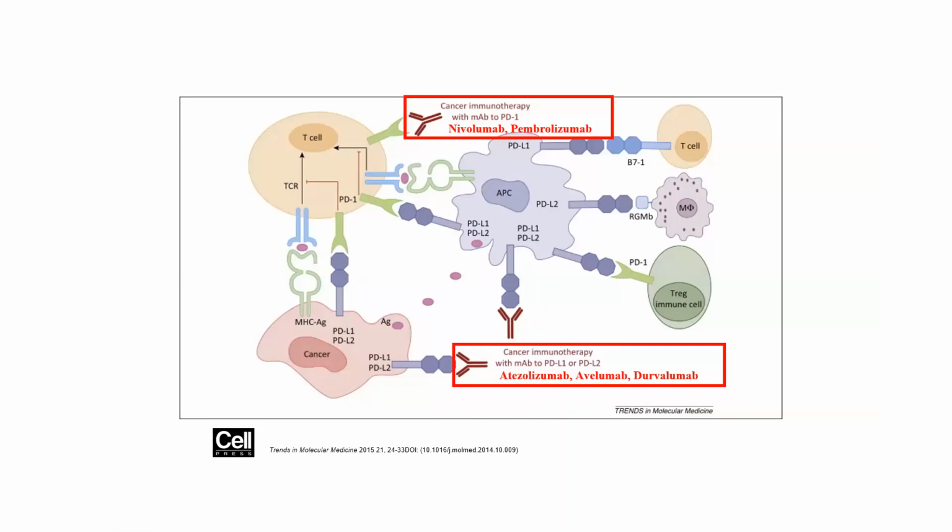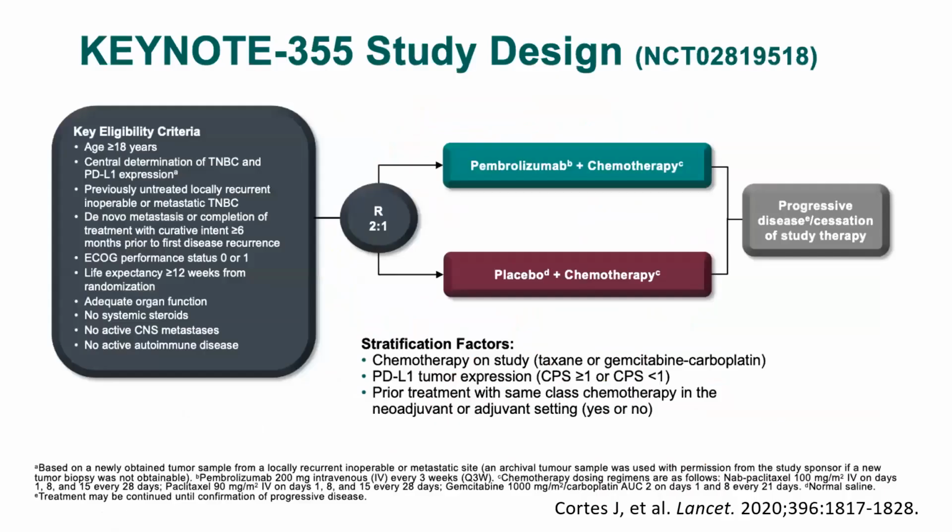They turn off the off switch on the immune system to allow the immune system to rev up. If you rev up the immune system, what's the side effect going to be? Autoimmune problems, right? So they have unique side effects that need to be considered. The study that led to the approval of this drug, pembrolizumab, in metastatic triple negative disease is Keynote 355.